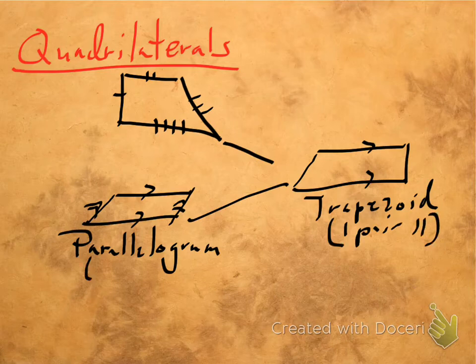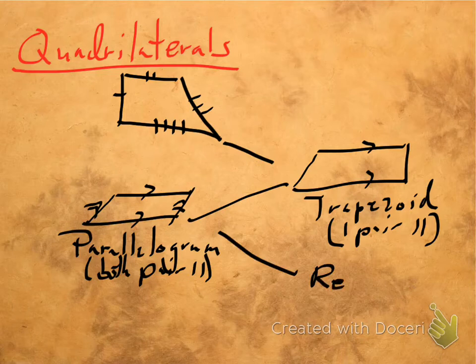Okay, parallelogram, you have both pairs of opposite sides parallel. Okay, next you have a rectangle. A rectangle is a quadrilateral with 4 right angles. Okay, you see those all the time. They're the shape we see most often.